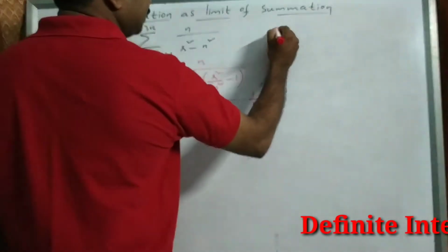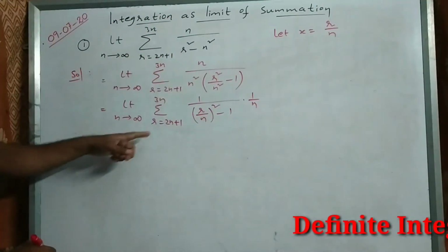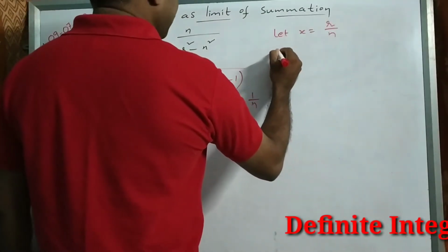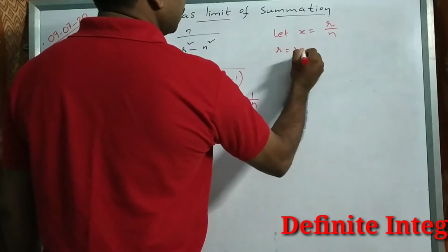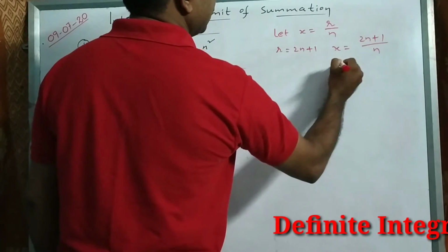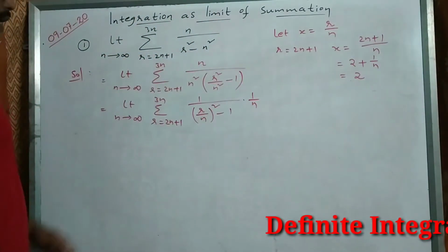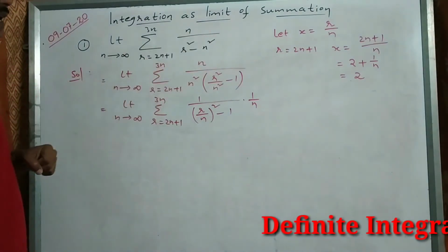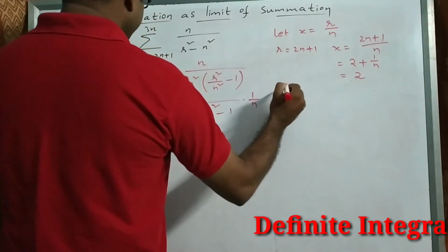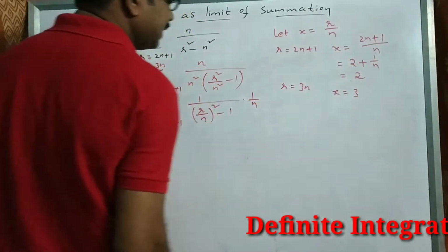So what is my assumption? Let x equal to r by n, right? So what is the lower limit here? 2n plus 1. So if r equal to 2n plus 1, x equal to 2n plus 1 by n. That will be 2 plus 1 by n. So as n tends to infinity, 1 by n value 0. So lower limit becomes 2. Upper limit is 3n. So x equal to 3n by n means 3.